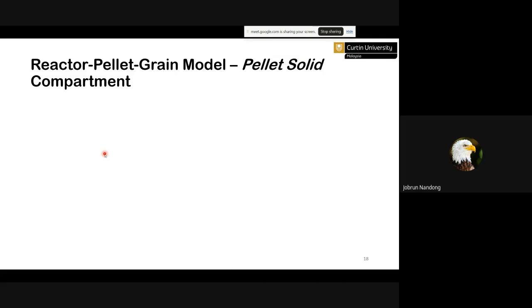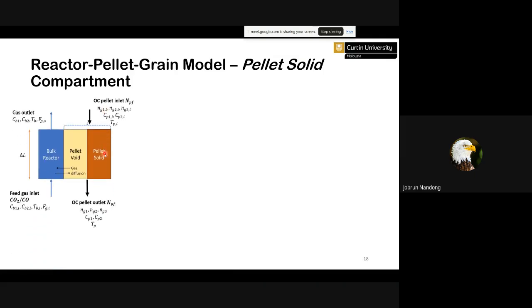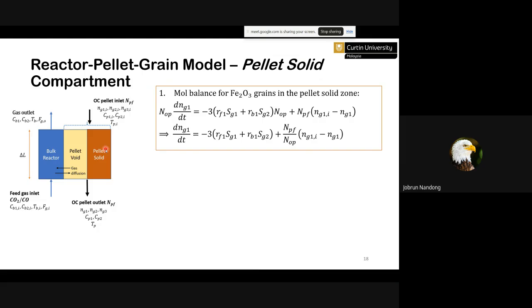So let us take a look at the pellet solid compartment first. We have the previous equation. Now what we do is add the moving part of it, which is NPF. This is the rate of flow of the pellet in terms of the number of pellets per second that flow into the reactor and also leave the reactor. So that is NPF, the rate of flow of the pellet.